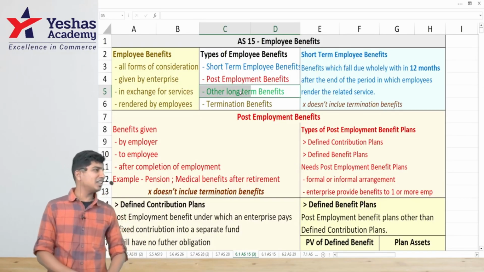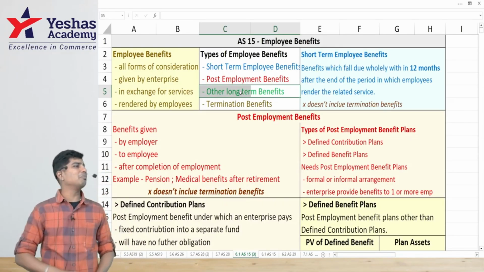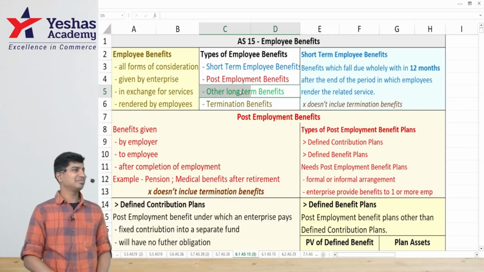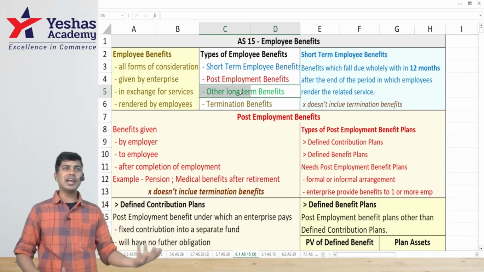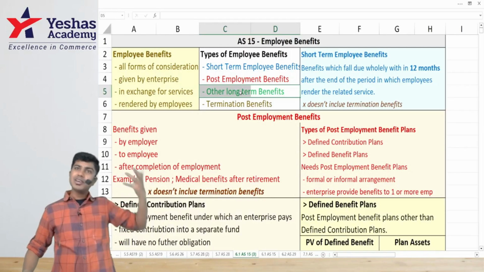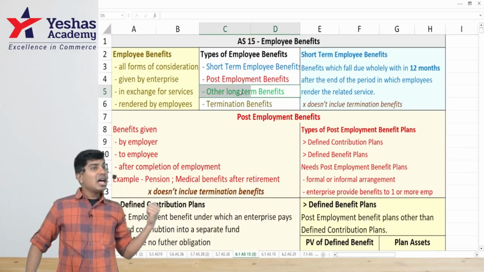You finish 15 years in the company. I'll give you one-time bonus. You finish 25 years in the company. Silver Jubilee service in the company. I'll send you on one trip. I'll give you some 10 lakh rupees bonus, or I'll give some shares of the company. Something like that. It becomes long term.